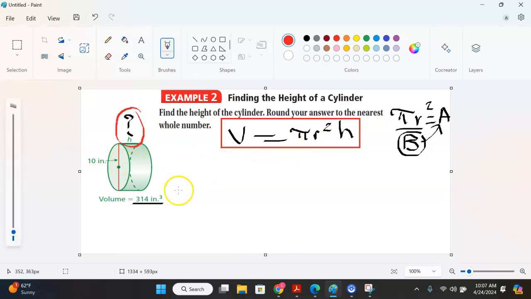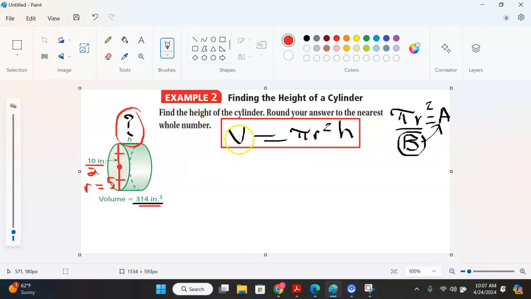Okay, so before we do anything, let's go back to this cylinder. The volume is 314. The diameter, I hope you guys remember, is what runs across the circle. This whole thing is equal to 10. So if the diameter is 10, then half of the diameter is the radius. 10 divided by 2 gives you 5, so 5 is your radius. So don't plug in the 10 for the radius. That is incorrect. The radius is only 5, half of the diameter.